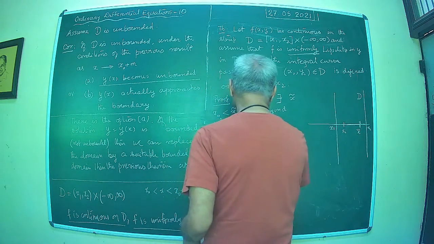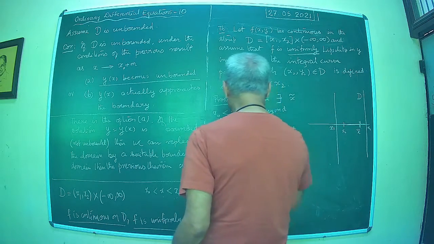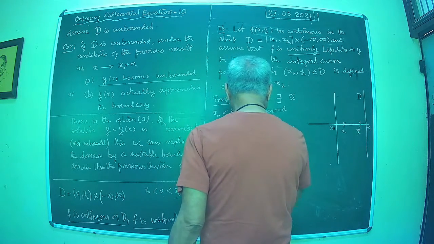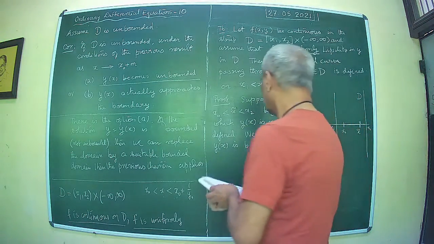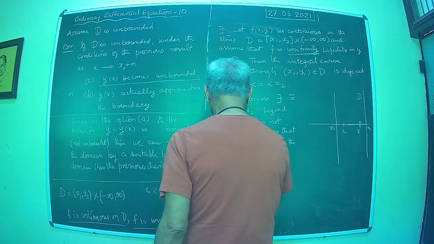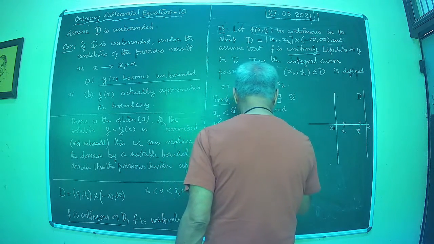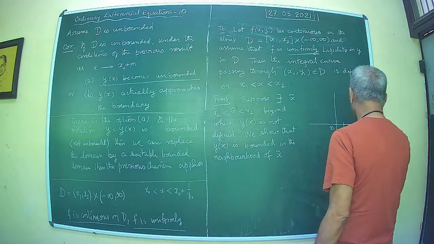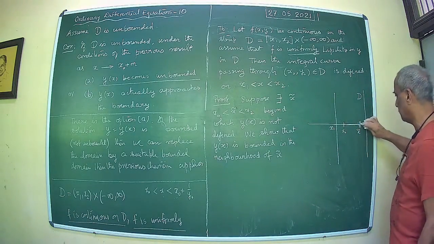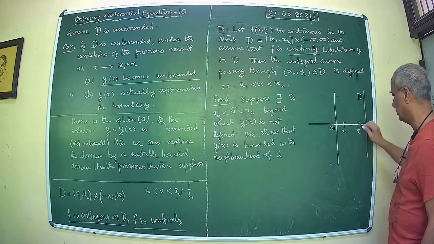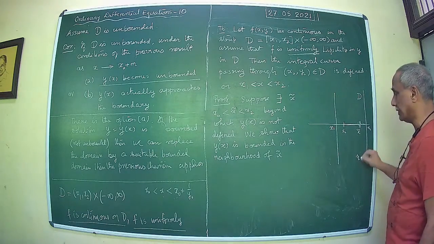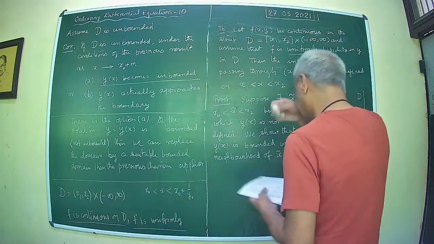Then we show that y(x) is bounded. That means if you take a neighborhood of that, then you get a bounded y corresponding to that. Suppose you call this point some x1, this point as some x hat, something like that. Then at x hat, y(x hat) is bounded. So we will prove that.